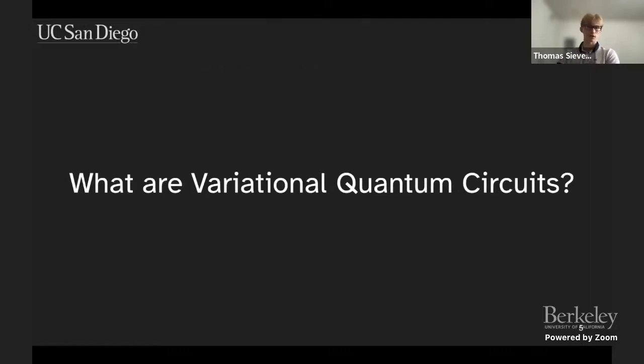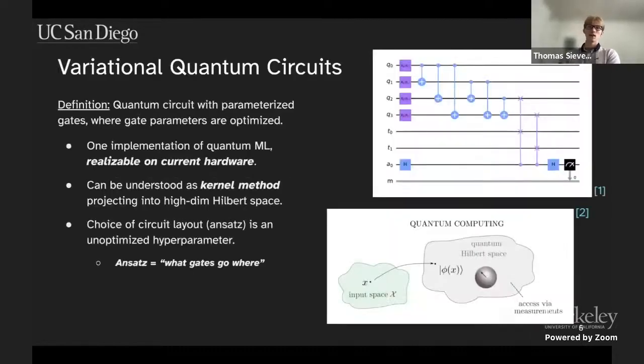Okay, quick refresher, what are variational quantum circuits? We just saw a presentation on it, so hopefully I can move a little quickly through this. Variational quantum circuits are just a quantum circuit where you have parameterized gates, for example, rotations. In the picture on the upper right, the rotations are those purple boxes, and the parameter is the angle of rotation. Then we optimize those gate parameters, usually using something like gradient descent. Variational quantum circuits are one way you can implement quantum ML. The nice thing about them is that they're realizable on current hardware, and they're fairly akin to neural nets. We can understand them as a kernel method where the high dimensional space that we're projecting into is the Hilbert space of the circuit.